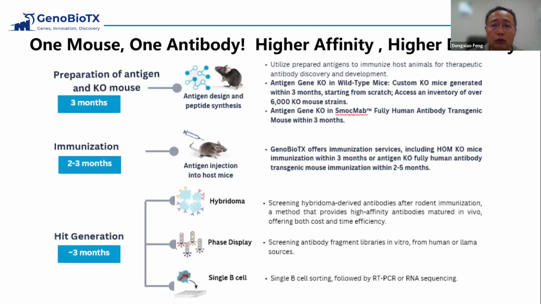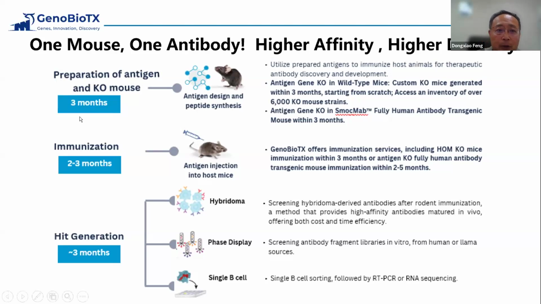So based on those 2 technologies, the SMOC-map fully human antibody platform and our 3-month homozygous knockout mice technology, we can make 1 mouse for 1 antigen. This is the fully human antibody mice tailored to your antigen, to your specific antibody development project. Since the antigen is fully knocked out, it's considered a foreign antigen. So you can develop high-affinity and high-diversity antibodies against whatever epitope on the surface of the antigen.